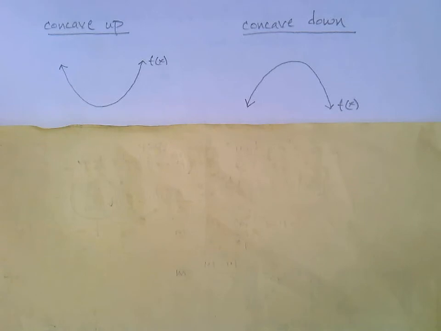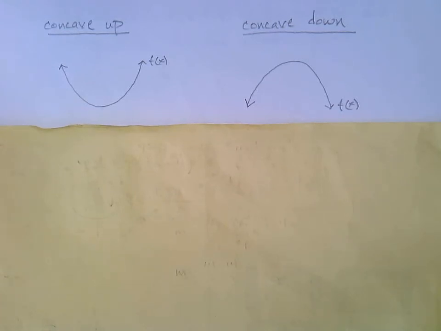We got graphs there. Concave up there on the left. Think the graph is curving up. If the graph is curving up, it's concave up. And concave down, well, it's like it's curving or curling, maybe is another word, curving down.